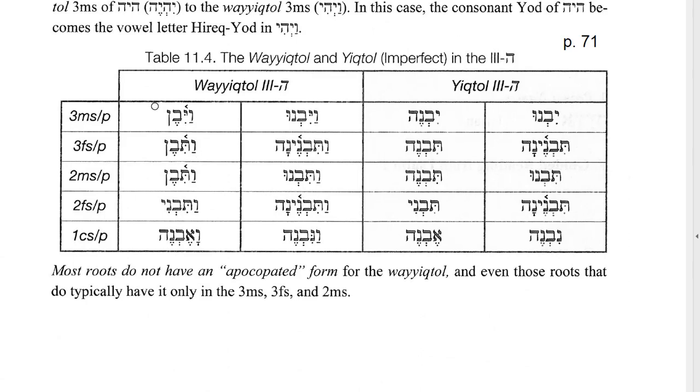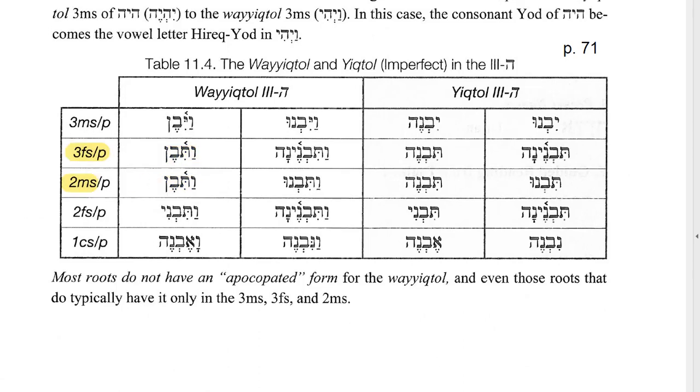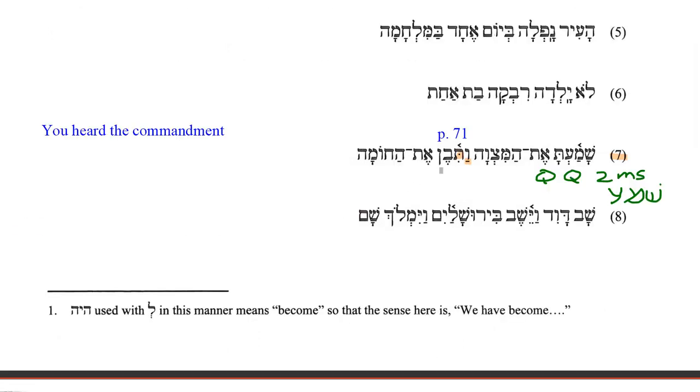And I can verify that down here on page 71 in my 3-hey Yiqtol chart, where I actually see the form. So let's go back and look at what we have here. I was able to tell it was a Yiqtol form, and it will be either third feminine singular or second masculine singular. Probably since we started out with second masculine singular at the beginning, this is also going to be second masculine singular.